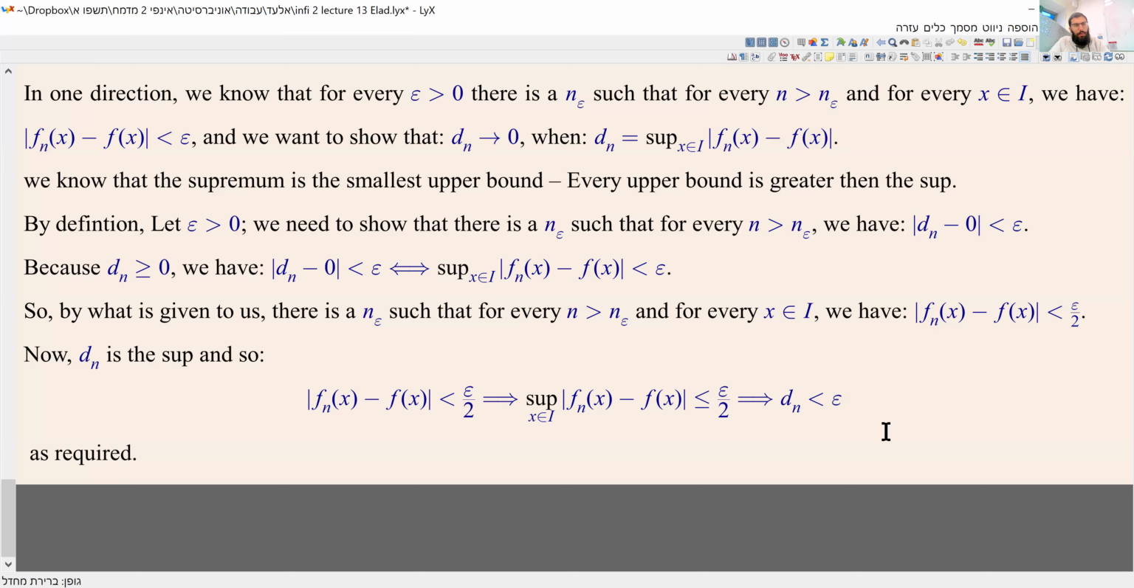Now, in the second direction, knowing that dn goes to 0 and proving that the sequence is uniformly convergent is very similar to this one, but we'll write it down nonetheless. Any questions about our first direction?